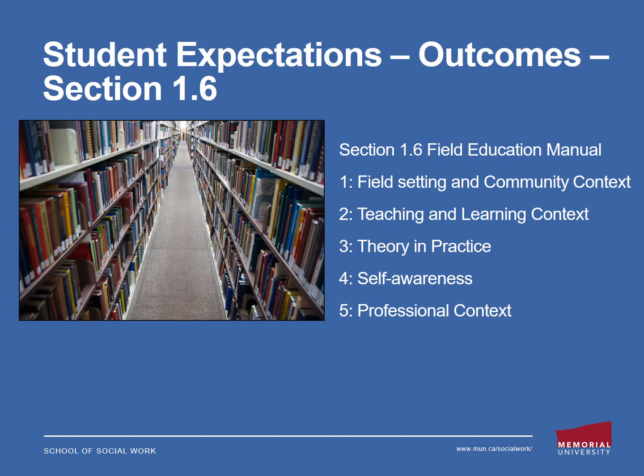During the field practicum, students' learning is based on 5 outcomes or expectation areas. They are field setting and community context, teaching and learning context, theory and practice, self-awareness, and professional context. When you look at the learning contract, which we'll be talking about shortly, it is based on these 5 areas or outcomes that students are expected to develop some knowledge and skill in. Further detailed information can also be found in section 1.6 of the Field Education Manual.